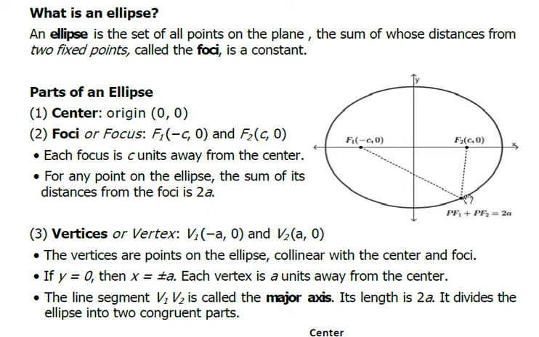That means, let's have this point P, any point P on this ellipse. If you connect this point P to focus F2 and connect point P to focus F1, if we sum up the length of F1P plus the length of F2P, it is equal to 2a. That is how it says here.